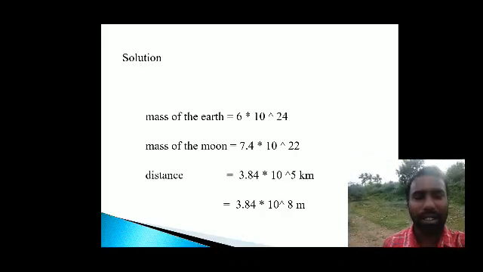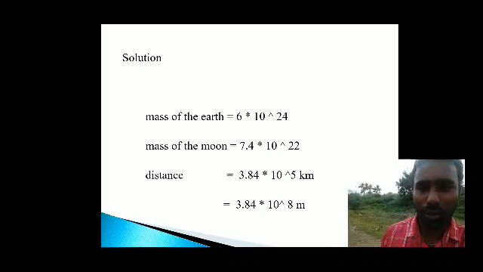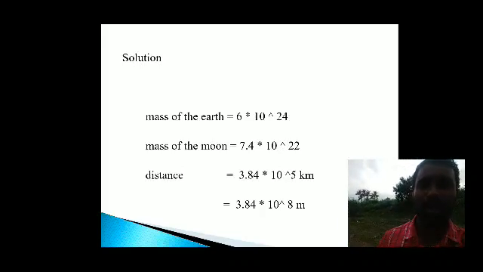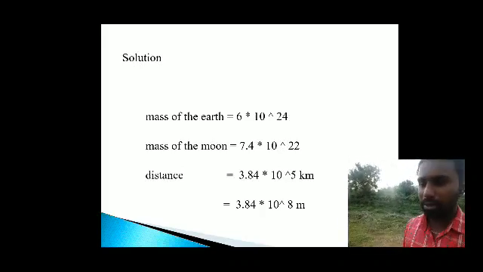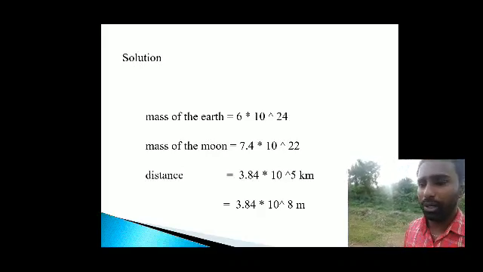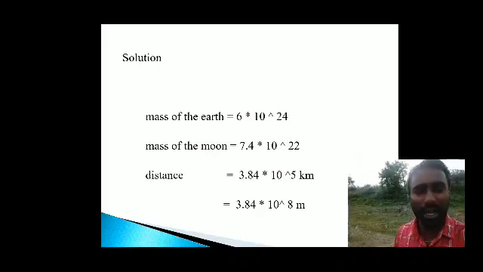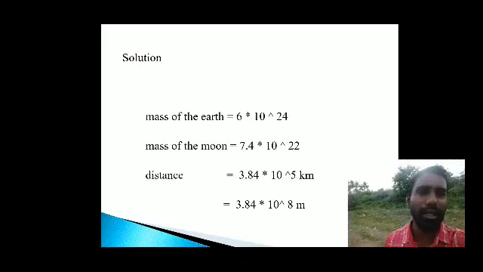Distance equal to 3.84 × 10 to the power 5 kilometer. So 1 kilometer equal to 1000 meter. 10 power 5 kilometer means 10 power 5, 1 kilometer equal to 1000 meter. 1000 meter we can write as 10 power 3 meter.